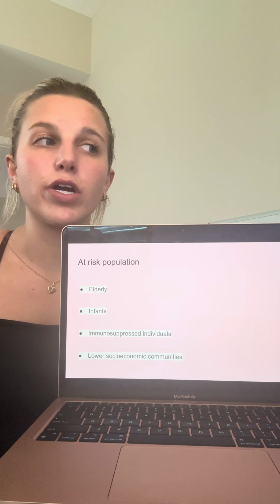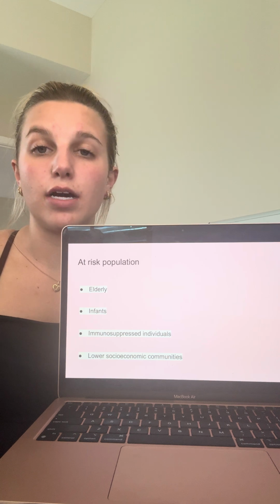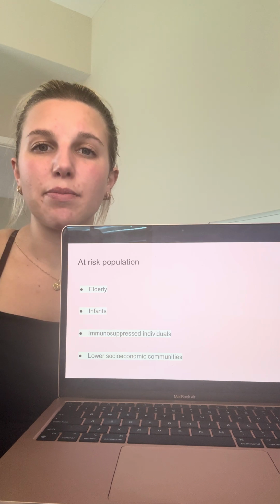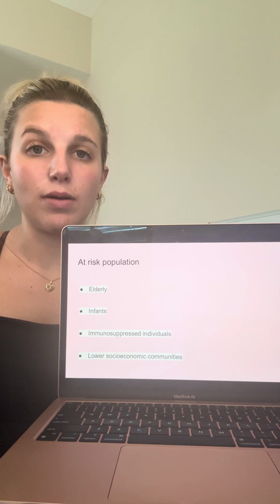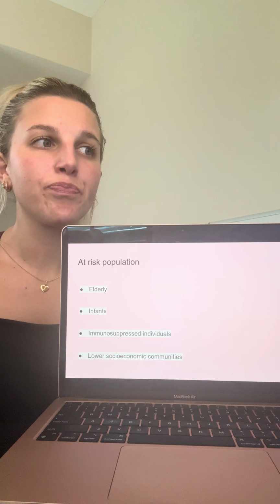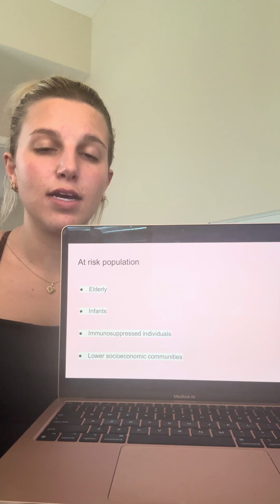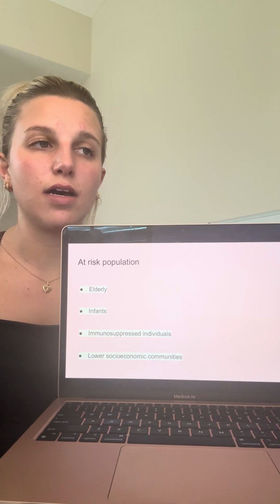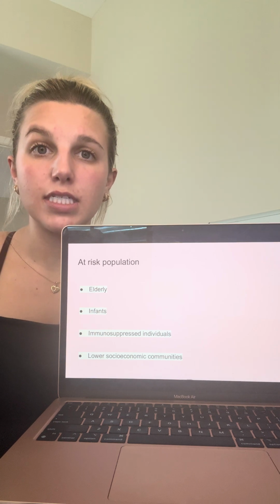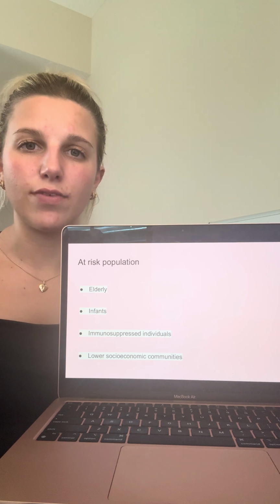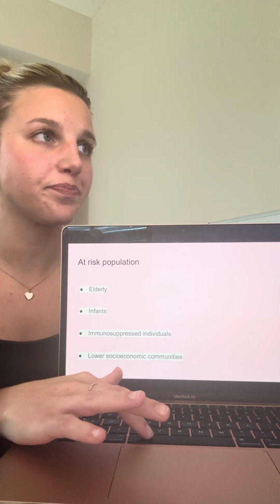So that leads us to our at-risk populations. We have our elderly, our infants, our immunosuppressed individuals, and our lower socioeconomic communities. So our elderly, they probably have pretty broken immune systems. Our infants, they probably don't even have a built immune system yet. Our immunosuppressed individuals, these are individuals that already have a sickness and they just can't fight off these viruses. And then our lower socioeconomic communities, these are going to be our people who don't have a lot of access or money to be able to get the health care that they need.